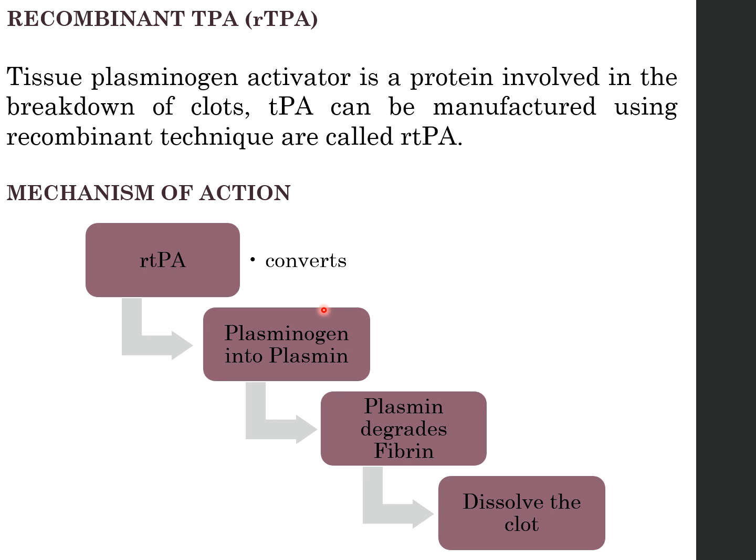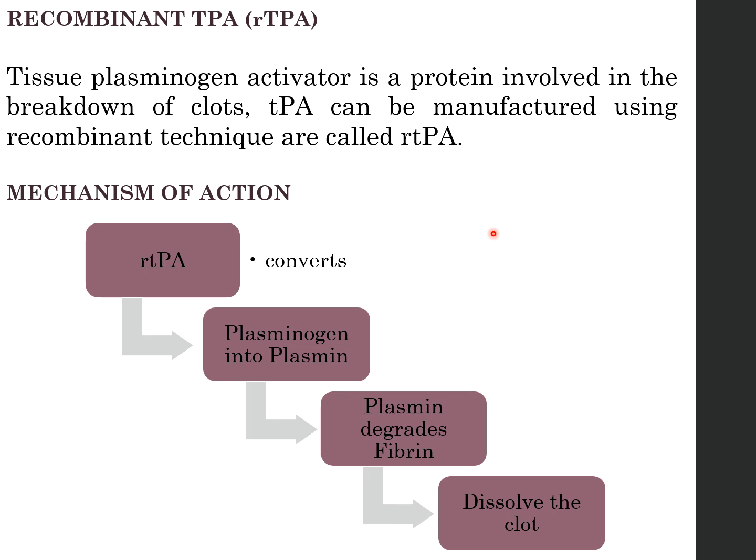If you're using the first generation, first they activate the plasminogen, then the enzyme is involved in the conversion of plasminogen into plasmin. So if we need a rapid breakdown of the clots, that's when we can go with the recombinant tissue plasminogen activator to get a more rapid action. This tissue plasminogen activator is a protein involved in the breakdown of clots, and it can be manufactured using recombinant technology. That's why it is called a recombinant tissue plasminogen activator.